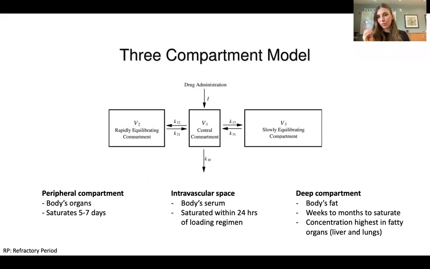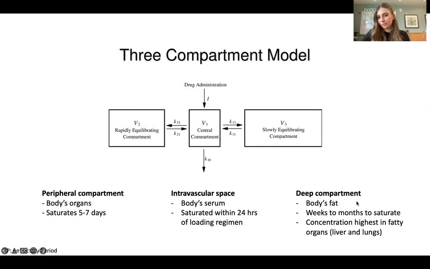Your rate control is what you're doing with amiodarone in that first 24 hours. Then it's going to start distributing into your different compartments. So your peripheral compartment starts saturating your body's tissues and organs, and that takes about a week. It's not until weeks to months that you start saturating this deep compartment. And this deep compartment is really like, think about your fatty organs, your lung, your liver. When you recognize the toxicities with amiodarone, that's where these toxicities start to develop after weeks to months of saturation of those areas.